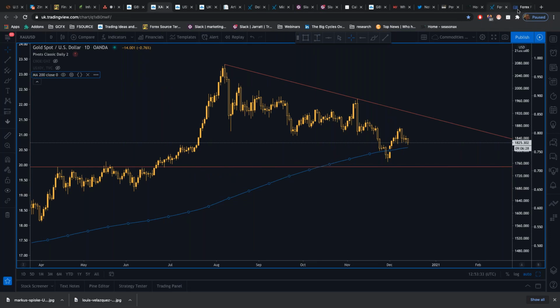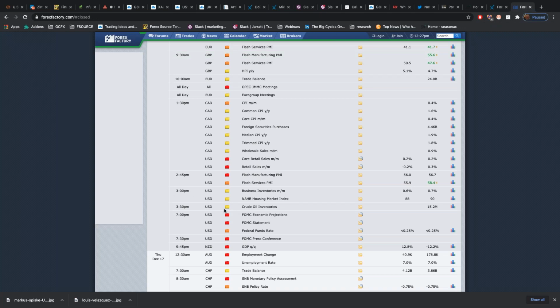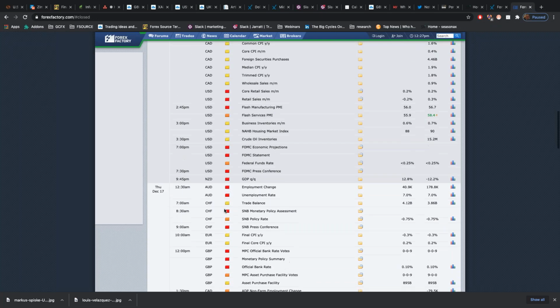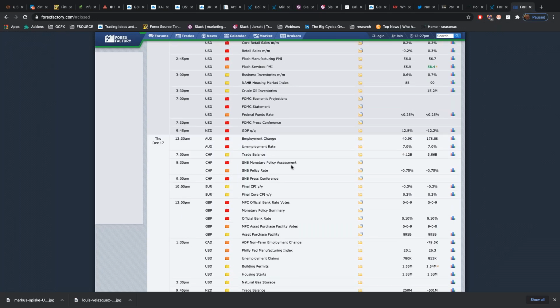Now, let's go to the next risk event, but that's a key one to be looking out for on Wednesday. Thursday, we've got the SNB monetary policy assessment. They haven't changed their interest rate in years, so no change is expected from the SNB, but obviously if they do change, expect a large move in the Swiss franc.